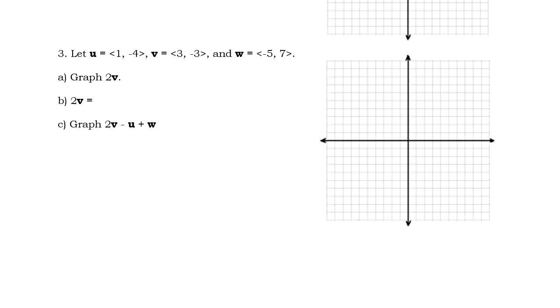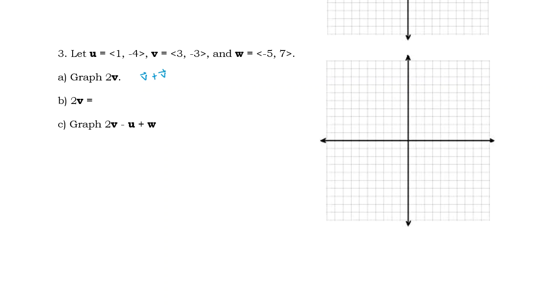Alrighty, let's take a look at this next example. So we're given vectors u, v, and w. And the first thing we're asked to do is graph 2v. What that literally means is vector v plus vector v, or just like with any variable, v plus v would be 2v, or you could think of it as 2 times vector v. But I want to start off just going vector v plus vector v.